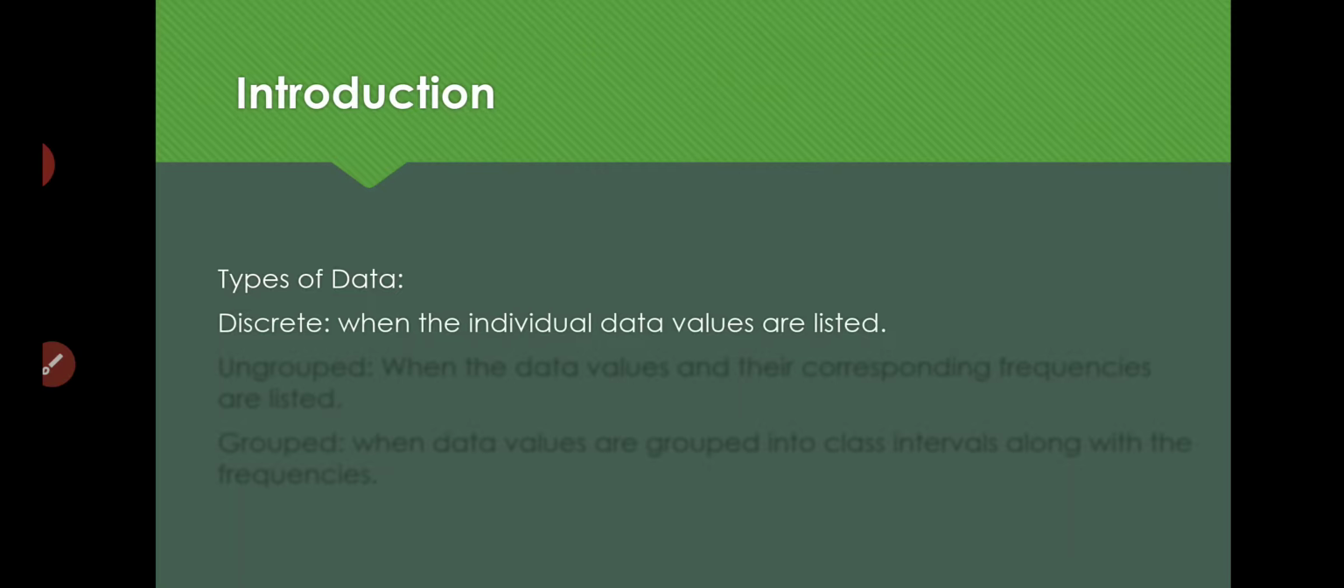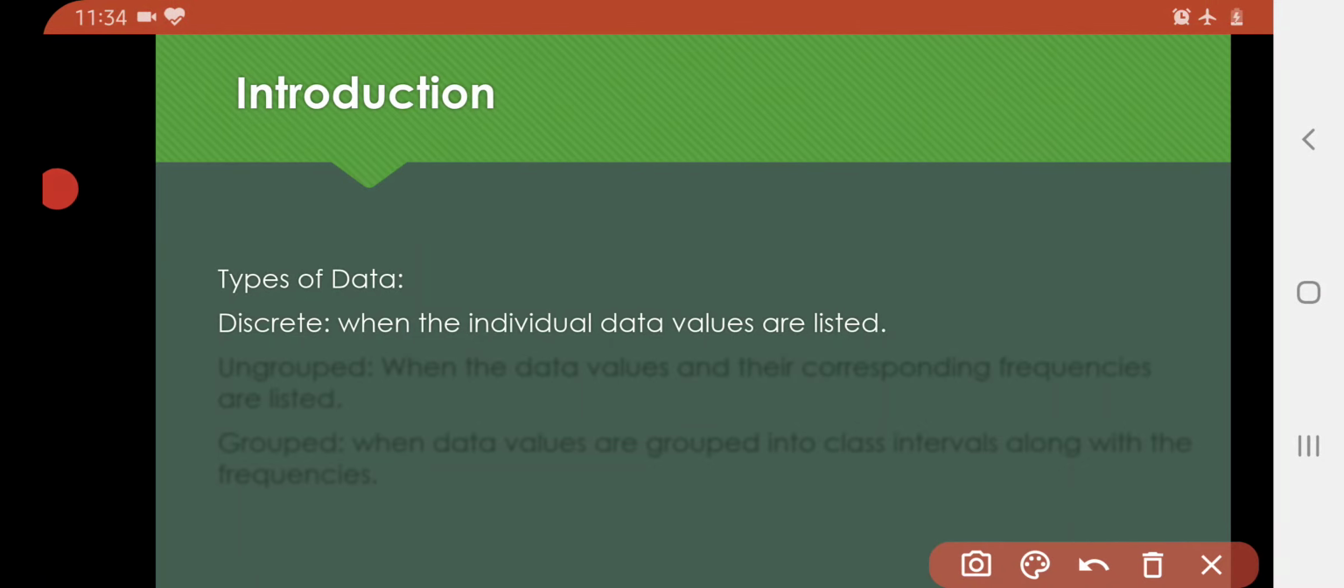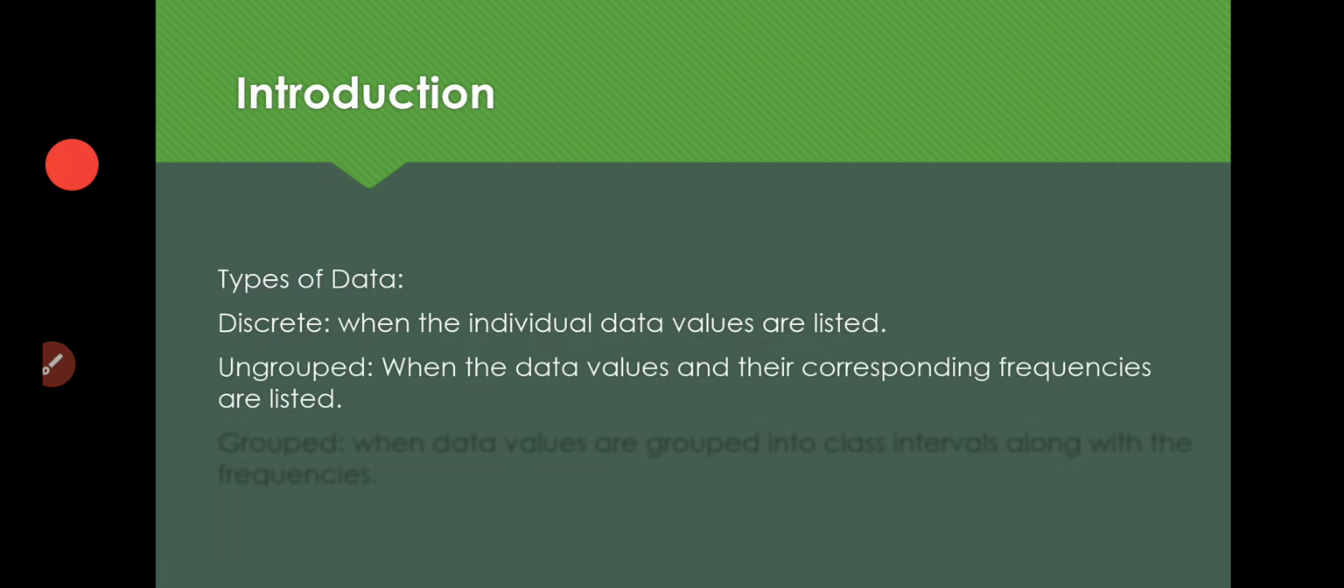Data values are listed in the sense, say for example, you are given data like 7, 2, 1, 3 and so on. If the data values are given like this, then this is called a discrete set of data. And if the same thing is clubbed together and written in a frequency table, then we call that the ungrouped data. Fine.